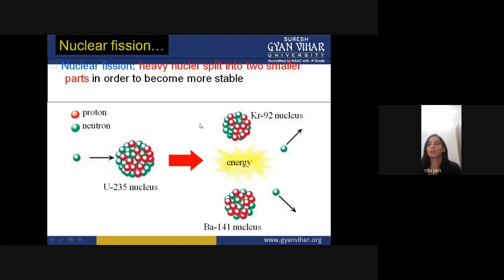It splits into two parts. This is your Kr92 nucleus and this is your Ba141 nucleus. It releases some energy in the form of neutrons. This energy is utilized to create or generate power, and it can be utilized as a fuel.